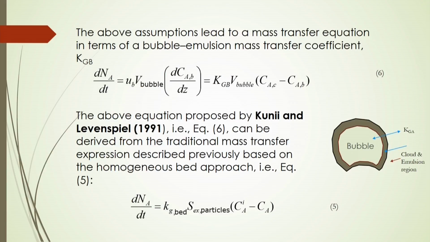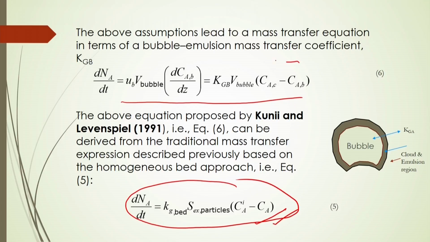Now, these assumptions lead to the mass transfer equation in terms of the bubble emulsion mass transfer coefficient, which can be expressed by equation number 6. The above equation, proposed by Cooney and Levenspiel, can be derived from the traditional mass transfer expression described previously based on the homogeneous bed approach in equation number 5. So, based on that equation you can derive the equation for the bubble emulsion mass transfer coefficient.